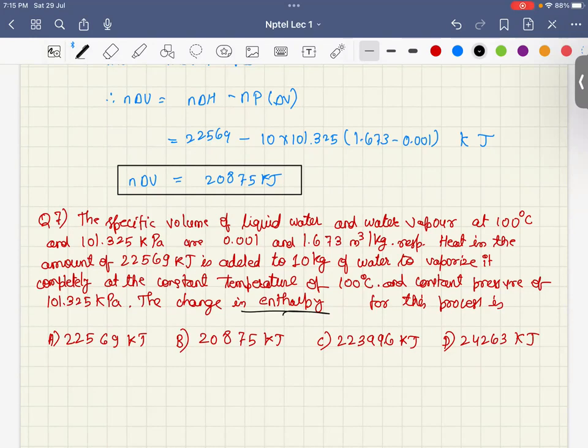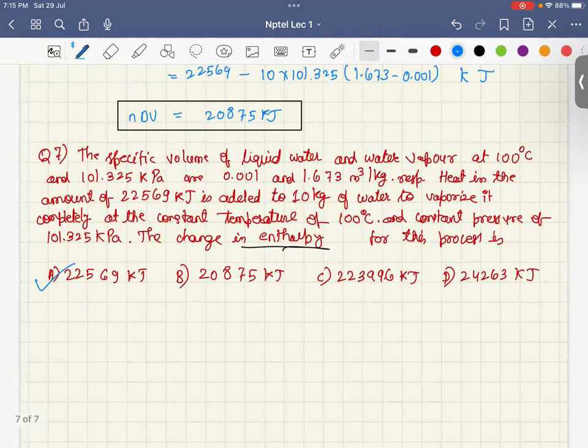Anybody got any answer? The correct answer is 22569, right? It's going to be option A, because we already knew that 10 kg of water is the system here.